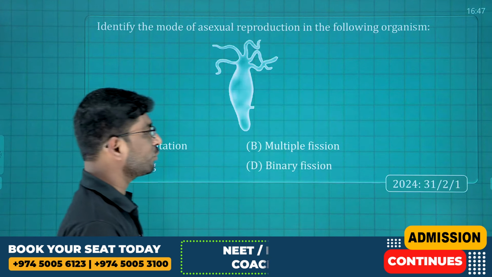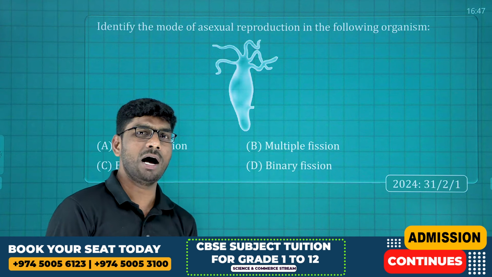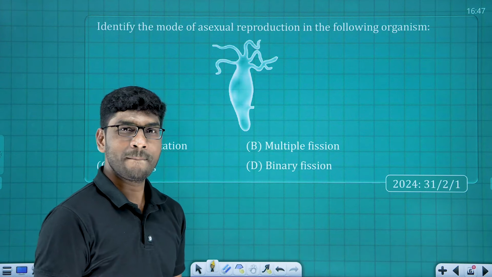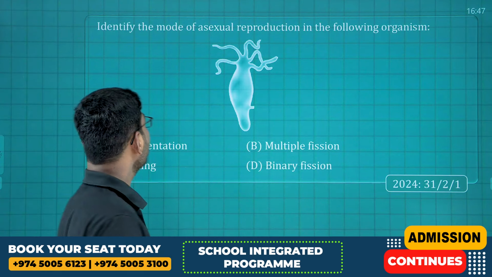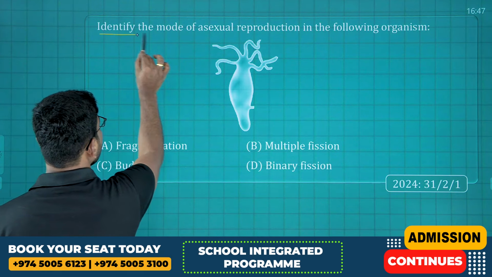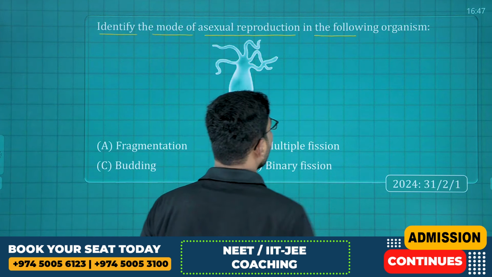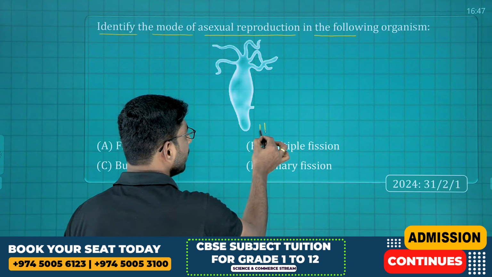Next question, again 2024, simple question. I hope you all know the answer of this question. Look at the diagram. What is this? Hydra. Multicellular, it is a coelenterate. Hydra. Look at what is given. Identify the mode of asexual reproduction in the following organism. So this organism is Hydra.